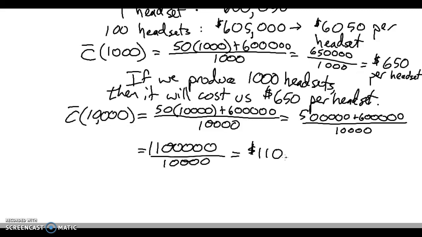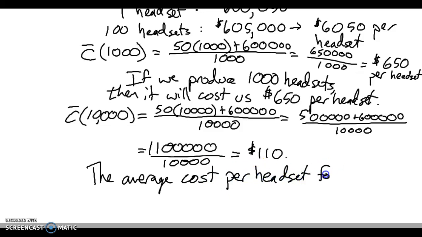So, if we produce 10,000 headsets, then the average cost per headset for 10,000 headsets is $110, which of course makes it cheaper per headset for us to produce, which means we can sell them for less. So that's a very useful application to have.